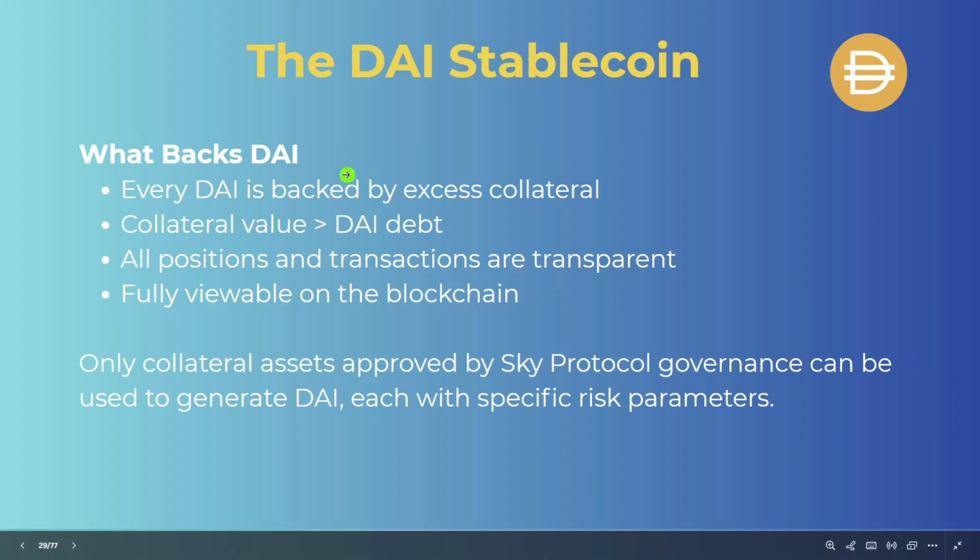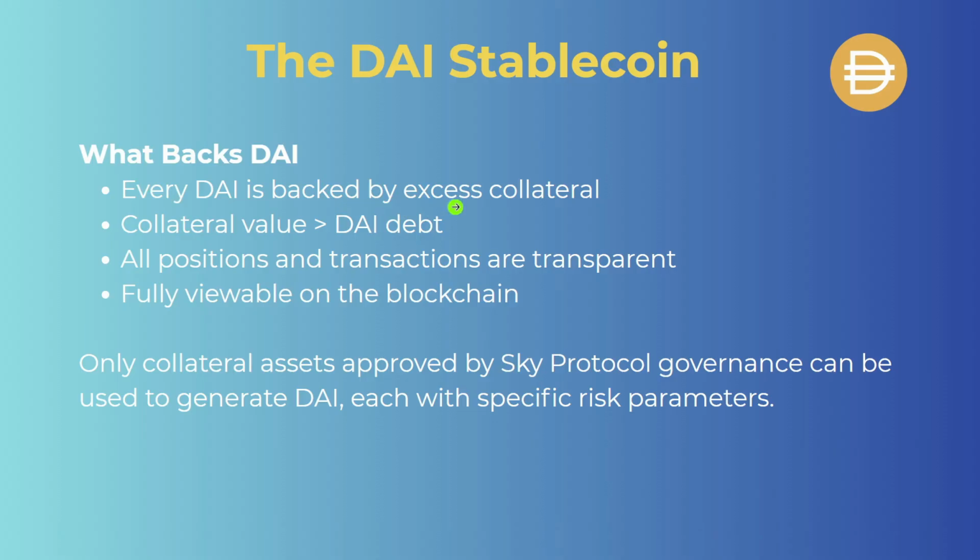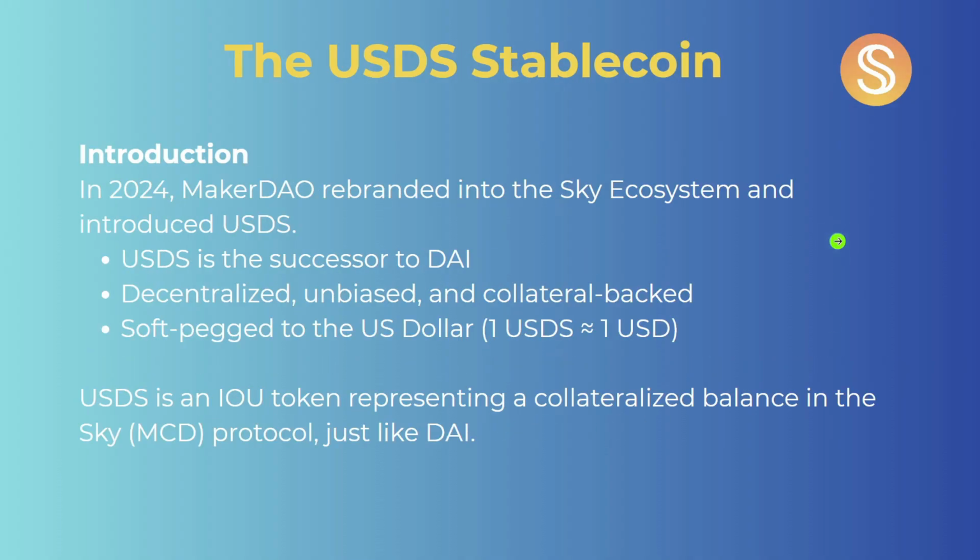So what backs DAI? DAI is backed by excess collateral. So the collateral value must be greater than DAI debt. All positions and transactions are transparent. Of course, it is fully viewable on the blockchain. And only collateral assets that are approved by the Sky protocol governance can be used to generate DAI, each with specific risk parameters. So let's start talking about the USDS stablecoin.